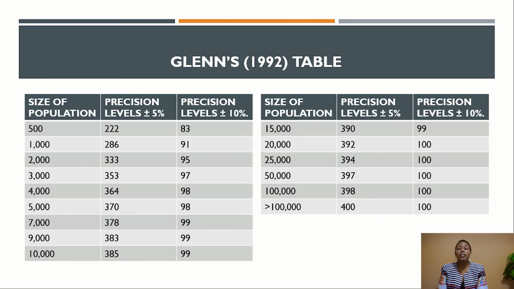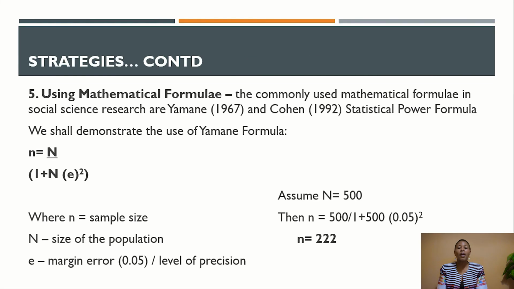Israel's table gives us the sample size at different precision levels. So when you increase the precision level, the sample size decreases, like we had mentioned earlier as we were discussing the factors that you need to put into consideration when determining the sample size. The final method of determining the sample size is using mathematical formulae. The commonly used mathematical formulae in social science research are Yamane 1967 and Cohen.